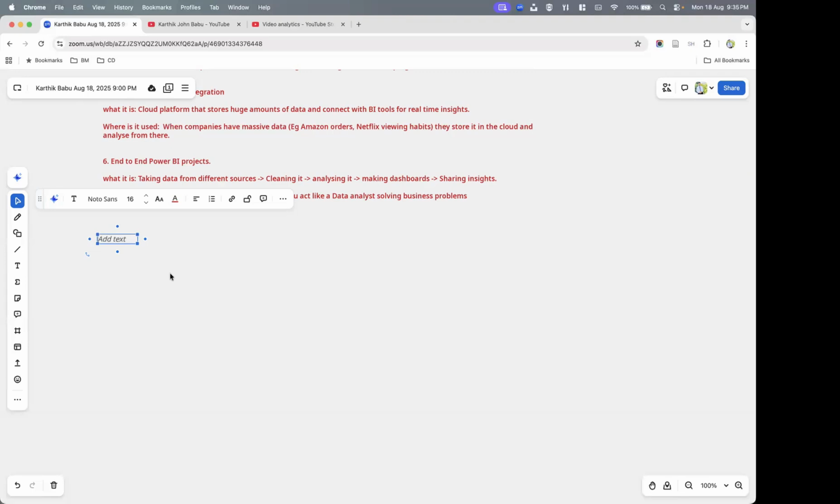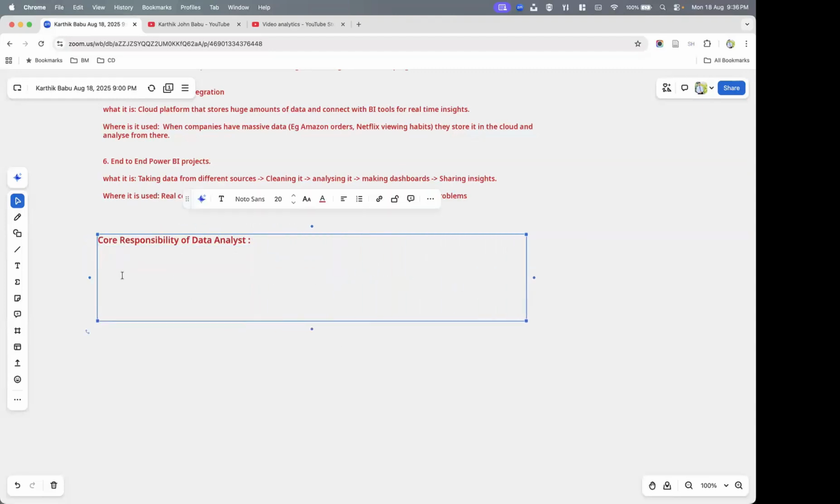Okay. The second agenda in this class is, what is the responsibility of the data analyst? The core responsibility of a data analyst. Because if you understand this part, you will be able to get more details. Clear? Yes. What are the core responsibilities?